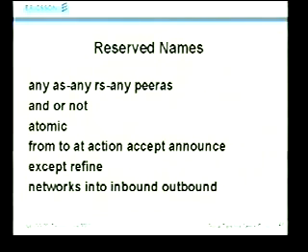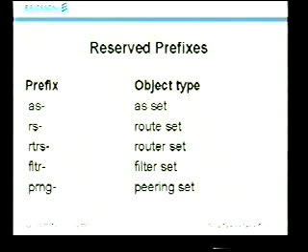There are also prefixes that cannot be used as names of objects. These should make sense soon. Anytime you see something dash, it's usually the name of a special type of object called a set object. And there's more about that later.